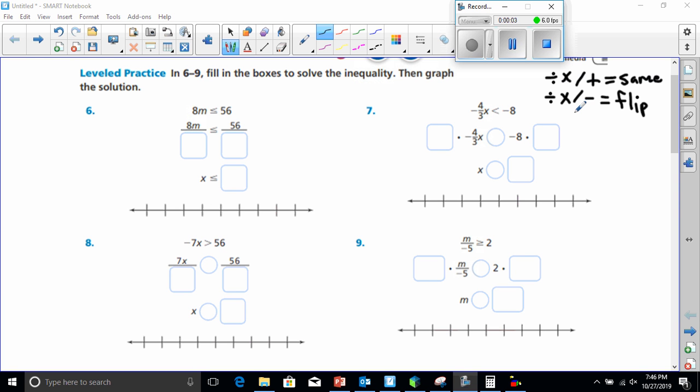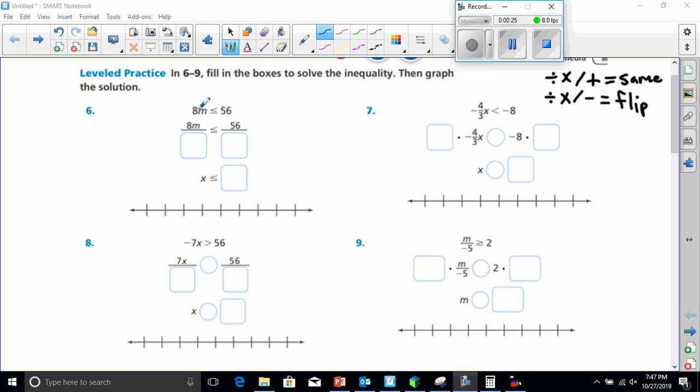Today we're going to be doing practice and problem solving for multiplying and dividing inequalities. Well, let's go over what we did in class real quick. Let's remember, whenever we multiply or divide by a positive number, our inequality symbol stays the same. So in this case over here, we have a positive 8.